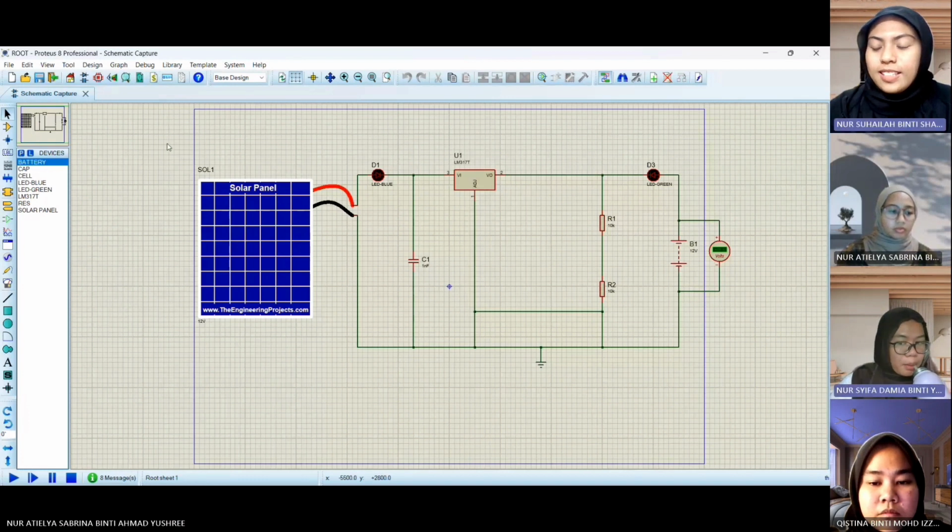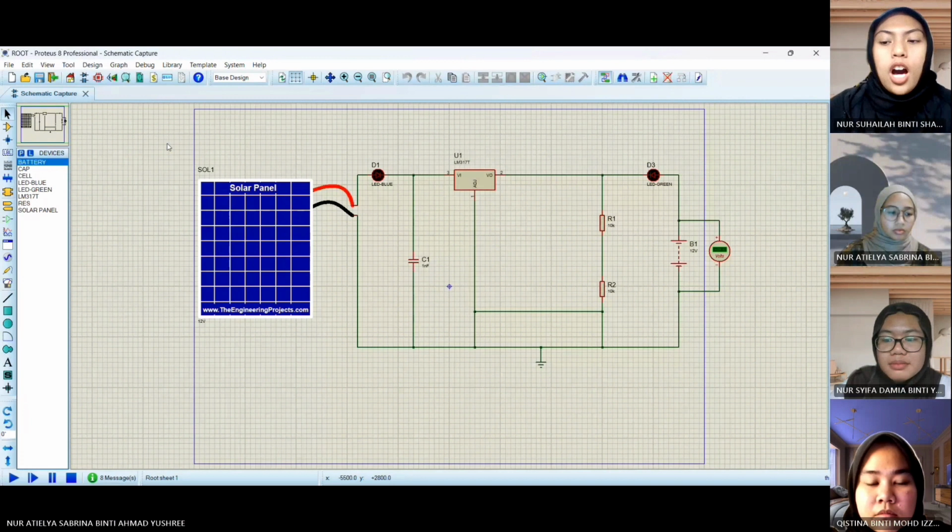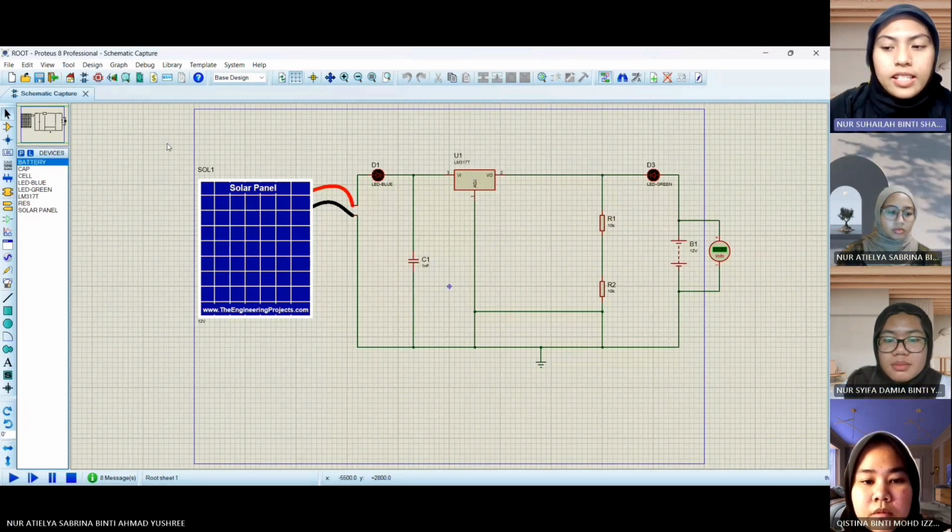So for simulation, how to know if the battery is fully charged? Can check by connecting a voltmeter in parallel to the battery. A reading of at least 12.6 volt on the voltmeter indicates that the battery is fully charged and safe to use.